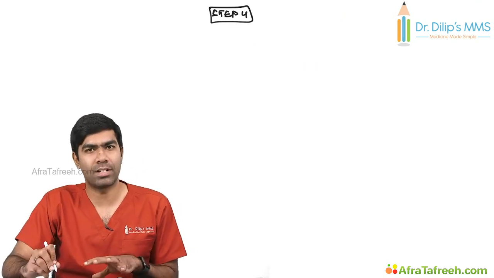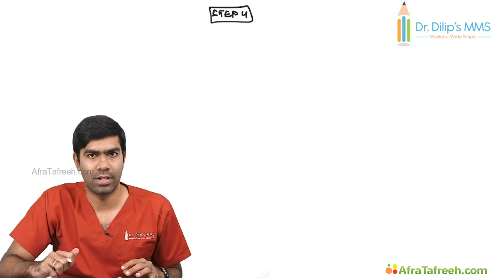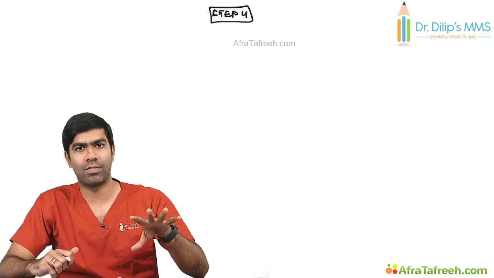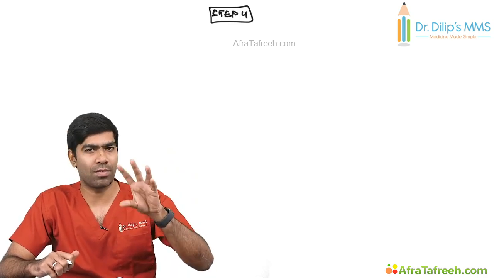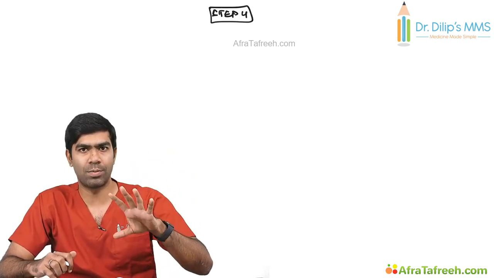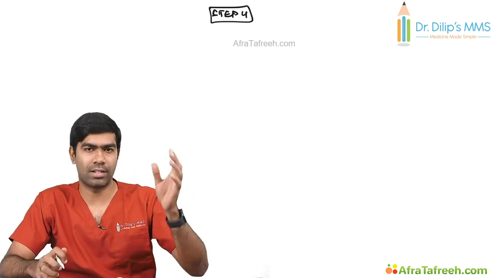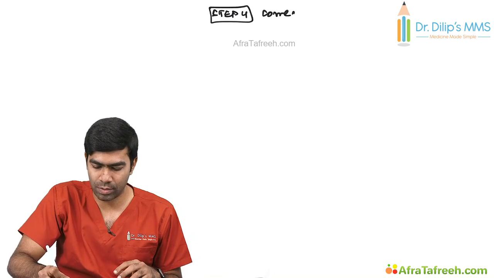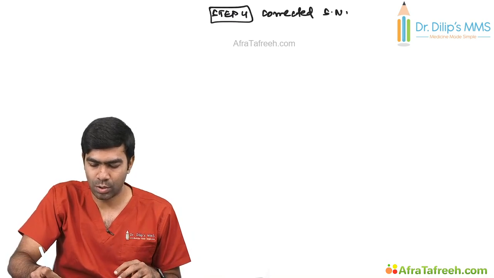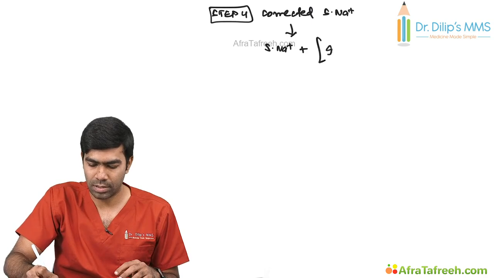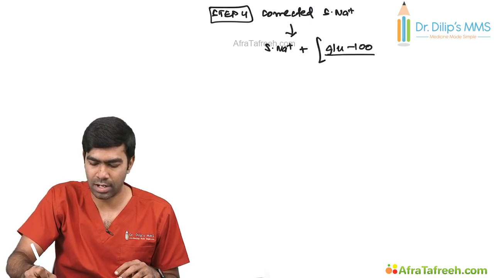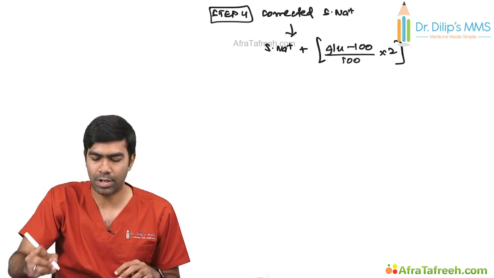Once I have resuscitated the patient, the next step is to go for the maintenance phase. But during the maintenance phase, you have to select a fluid. Resuscitation is always isotonic saline, but in the maintenance phase, we have to select the particular fluid based on the corrected serum sodium. So that is step 4. I'm going to find out the corrected serum sodium. We know the formula for corrected serum sodium, which is the actual measured sodium plus the glucose value minus 100, divided by 100, multiplied by 2.